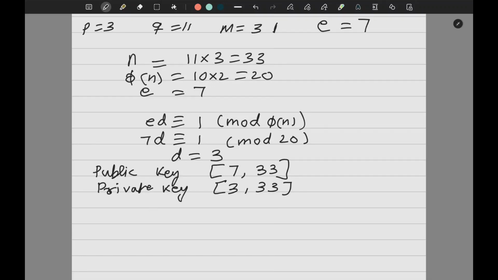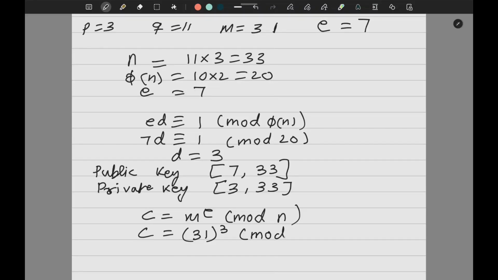Okay. Now what is the method to encrypt? Your encrypt formula is what? C is equal to M to the power E mod N. So C is equal to M. M is what? 31 power 3 mod. What is N value? N value is 33. Correct? So see, I have made a small mistake here. Can you tell me? It is M to the power E and E value is 7, not 3. 3 is the value of D.